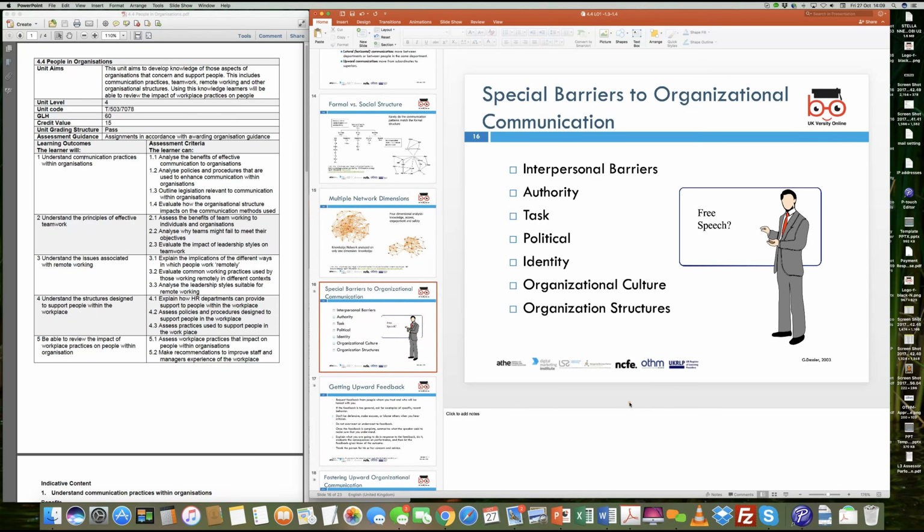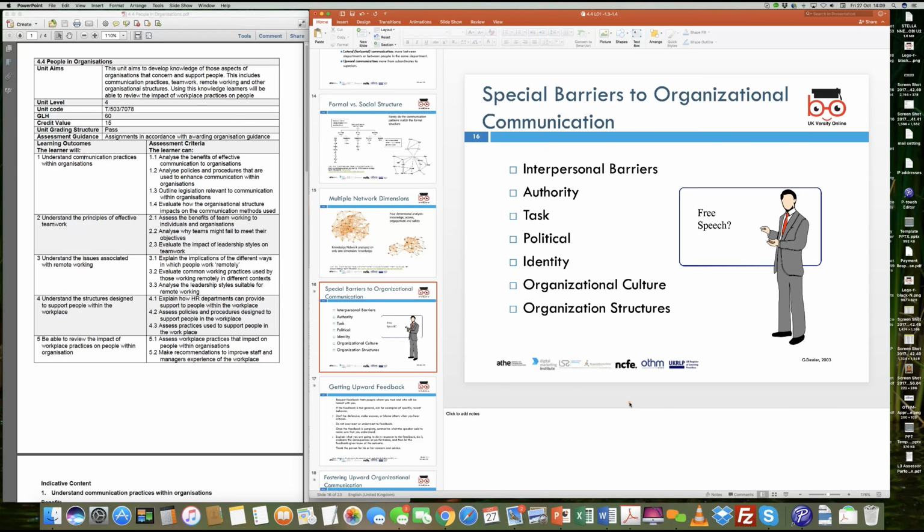One is interpersonal barriers. These could block out certain pieces of information that you're trying to access or receive. Sometimes it is authority, which we discussed earlier. You might not have access to that information because it's on a need to know basis, for people who need to have access to it. Sometimes you have no access because it's not related to the task that you're doing.